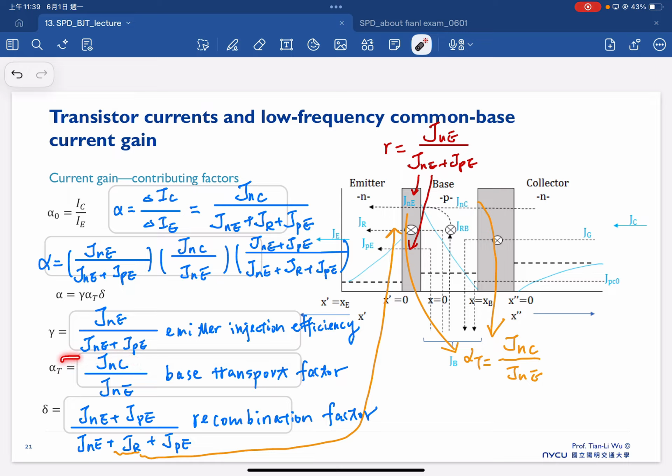For example, the first one we consider as the emitter injection efficiency. The second one is the base transport factor. Then the third one is the recombination factor. So with these 3 terms, finally we are able to analyze further how each region's design could in the end influence the current gain.